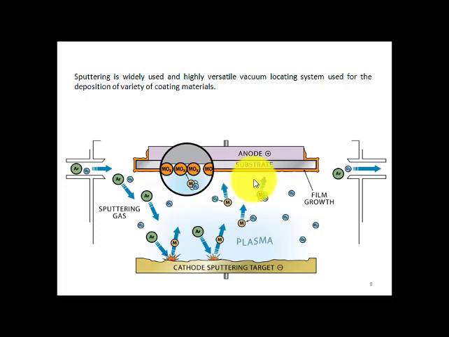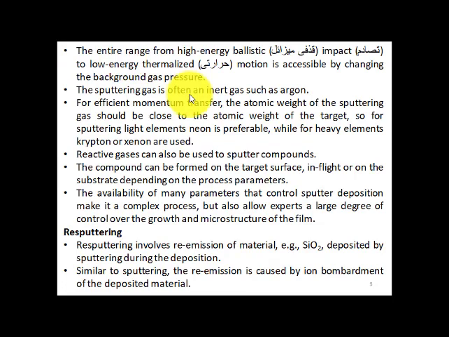In this procedure, the thin film grown on the surface of the substrate consists not only of metal atoms but also of metal oxides, which are produced by the reaction of metal atoms with the oxygen provided in addition to the argon gas. The entire range from high energy ballistic impact to low energy thermalized motion is accessible by changing the background gas pressure.